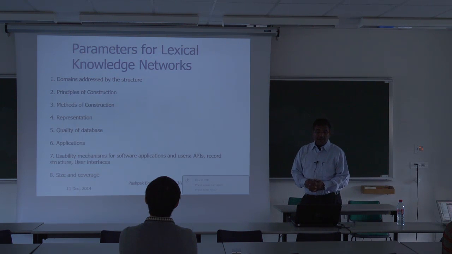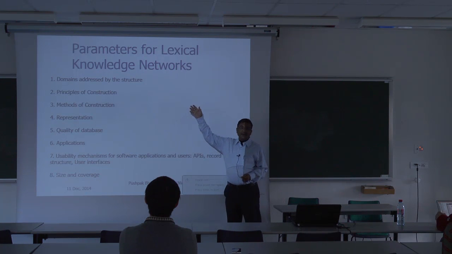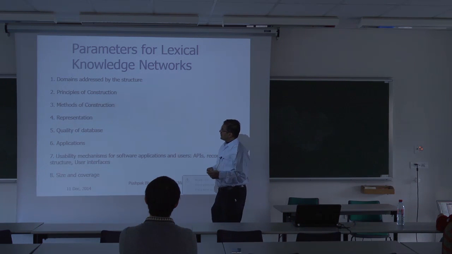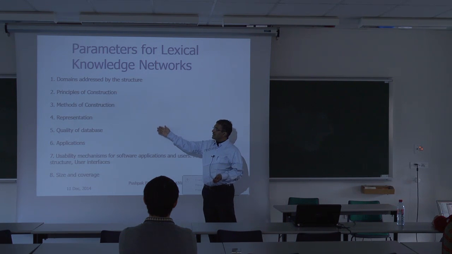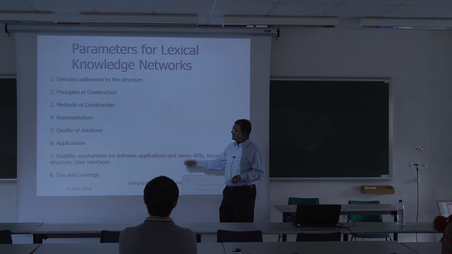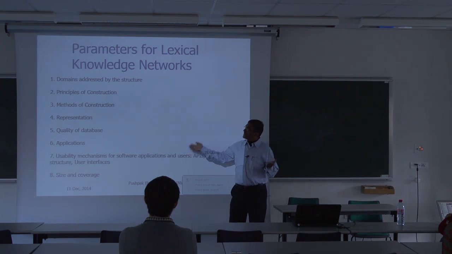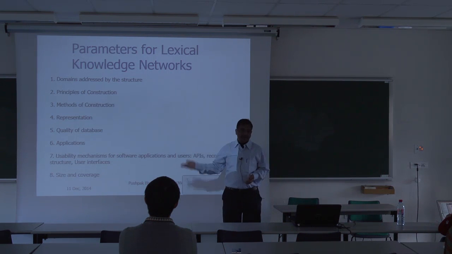Now, when we have lexical knowledge networks, we have a number of criteria by which these knowledge networks are constructed and analyzed. The domain addressed by the structure, the principle of construction, the method of construction, how that knowledge structure is represented, quality of the database, applications, usability mechanisms, and so on and so forth. Lexical knowledge networks have to be constructed following these principles, and they are also compared using these principles. So we will look at some examples.